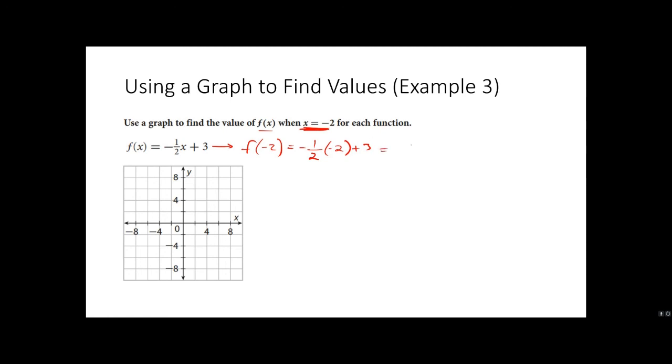Now, when you read this, it's really -1/2 times -2, which is the same as saying -2 divided by a -2, which should give you a +1. And 1 plus 3 is 4. Therefore, the value for this guy is written like this. F of -2 equals 4. We plugged in -2, and out came 4. Okay, so that's just the idea of function notation. So if we were to plot this, it would be at -2, comma 4. And there you go. There is our value.